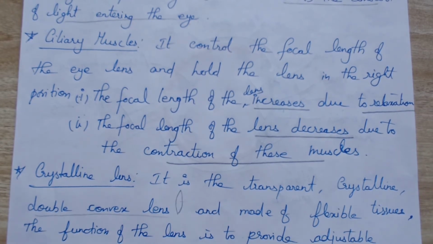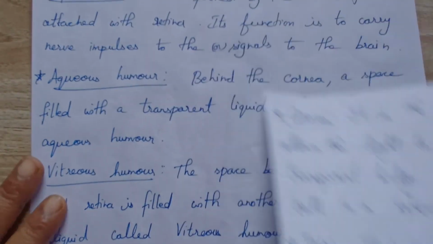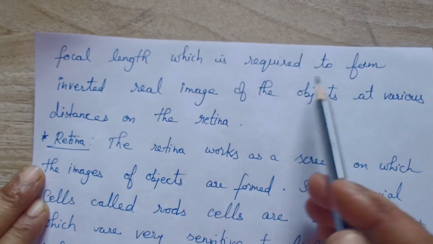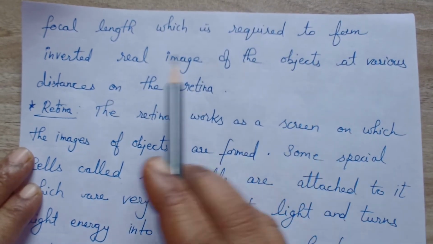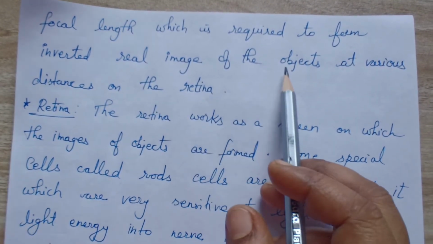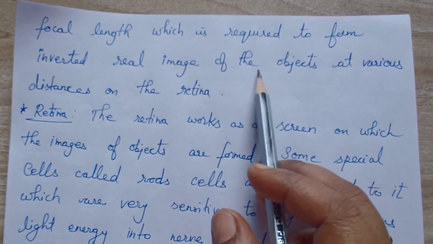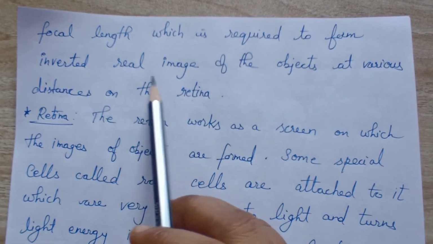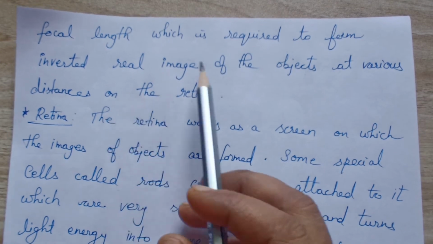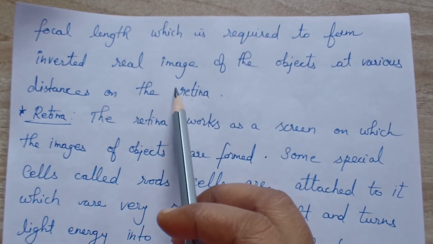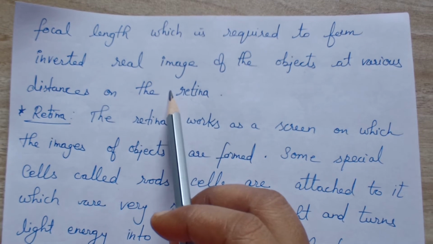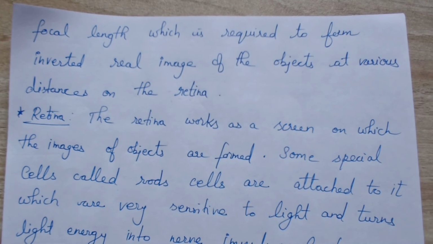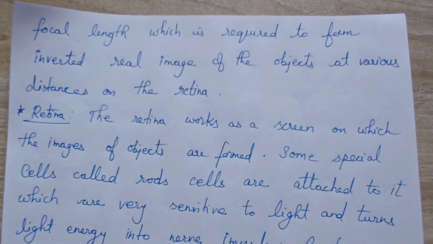The function of the lens is to provide adjustable focal length, which is required to form an inverted real image of the object at various distances on the retina. Wherever the object may be, it will adjust the focal length and give the image on the retina. When light is refracted through a convex lens, you will get a real and inverted image. Only when the object is between F1 and the optical center will you get a virtual, erect image, right?